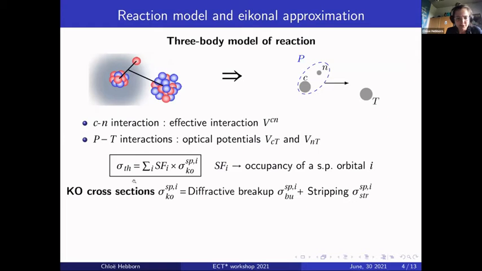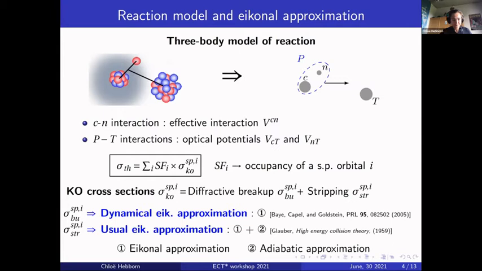The theoretical knockout cross-section is obtained by summing over all single-particle orbitals the probability of the occupancy of the single-particle orbital times the single-particle knockout cross-section. This probability of occupancy of a single-particle orbital is the spectroscopic factor that Mac was talking about in the last talk. So knockout cross-sections have two contributions. The first one comes from the diffractive breakup, which corresponds to the situation where both the core and the neutron survive the collision. And the second one is the stripping contribution, which corresponds to the situation where the neutron is absorbed by the target.